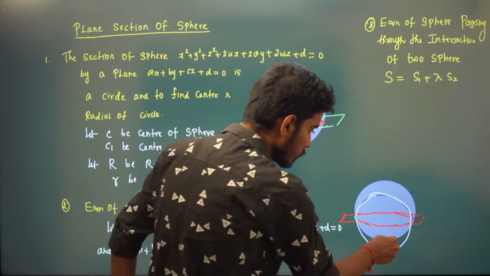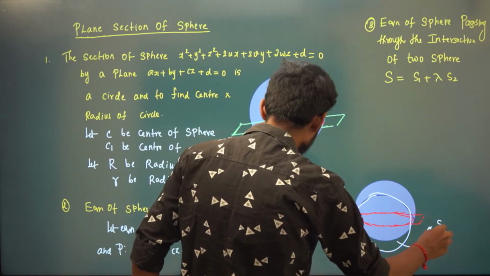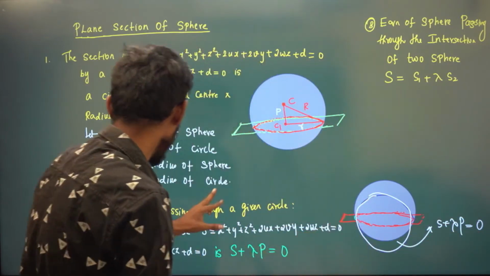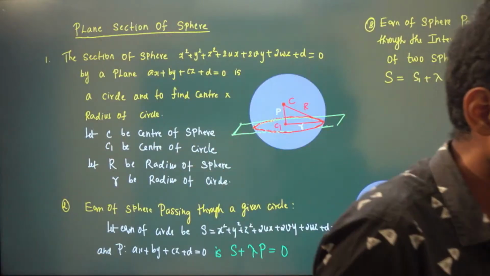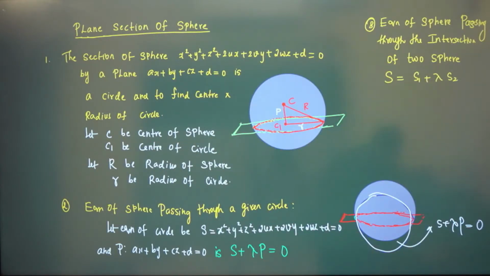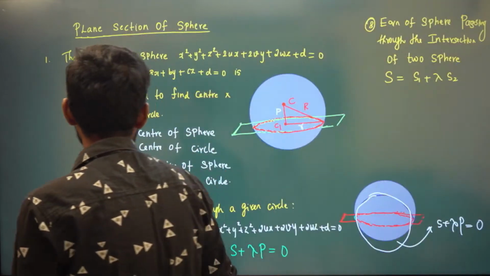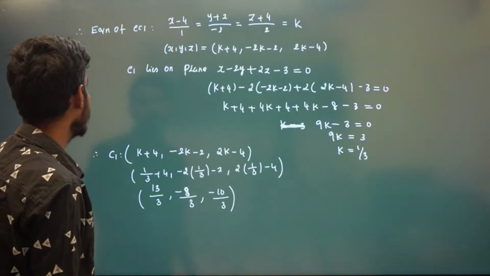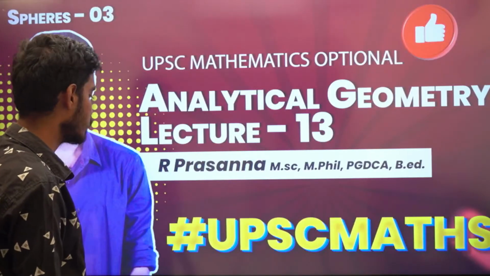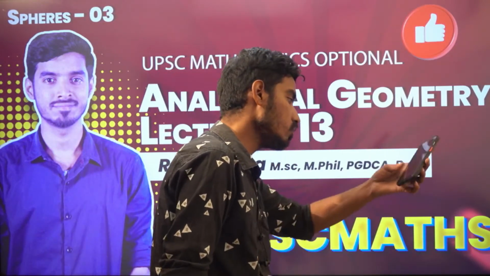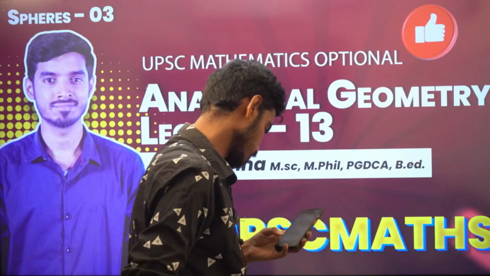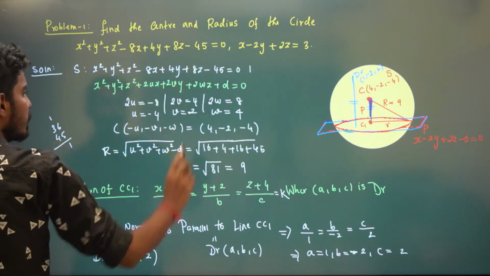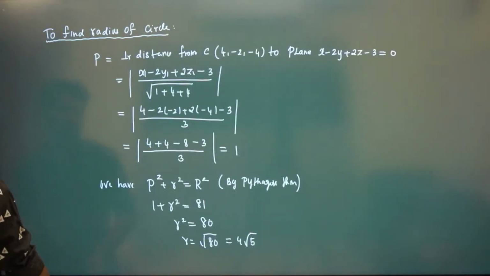So what is the equation of this sphere? This sphere is nothing but S plus lambda P equal to 0. The equation of a sphere passing through a circle is given by, very important, S plus lambda P equals 0. We will do more problems based on this. If you understand this single slide, every problem is easy to follow. This is what we discussed in the previous class. Now we will do one more problem based on finding the center and radius of a circle.